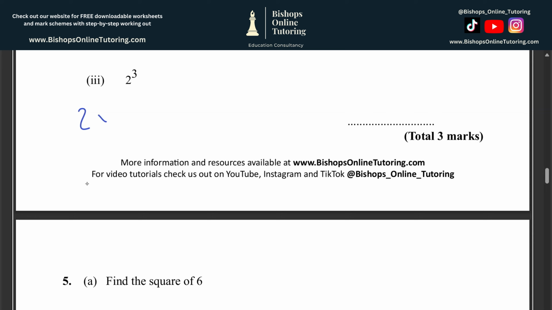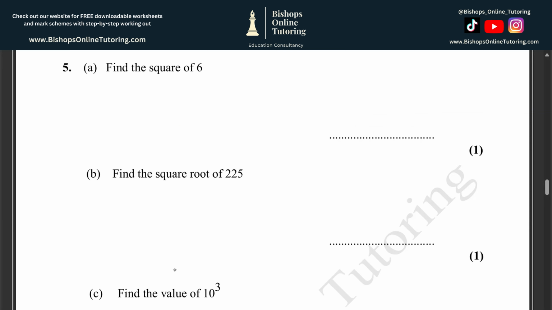2 cubed is just 2 times 2 times 2, which is 8. Find the square of 6. So 6 squared is equal to 6 times by 6, which is equal to 36.